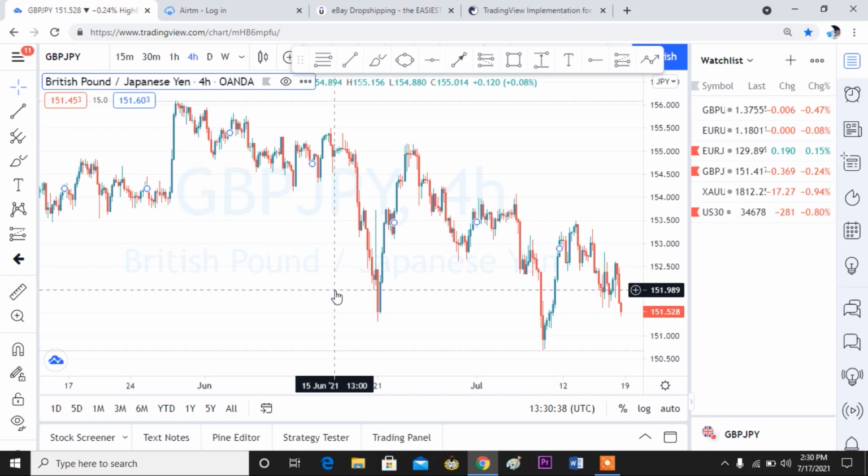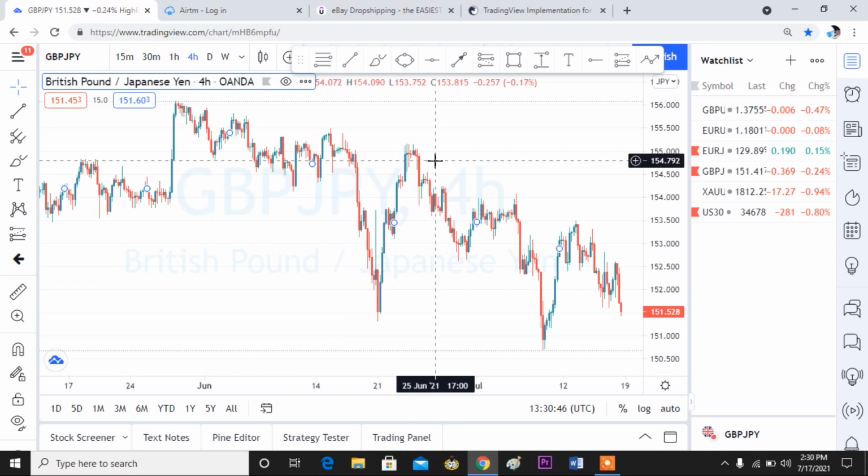Now let's hop into the chart and identify these psychological levels. So right now, as you can see on my screen, this is GBPJPY, the 4-hour time frame. Now it doesn't really matter what time frame you're using. It can be the daily, monthly, or weekly time frame, just name it.